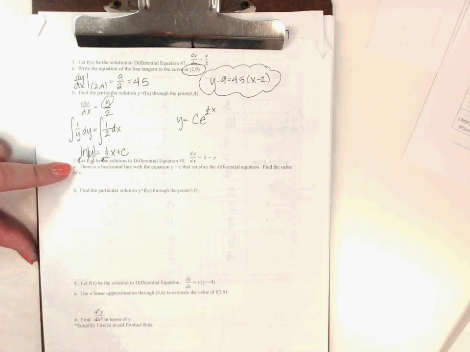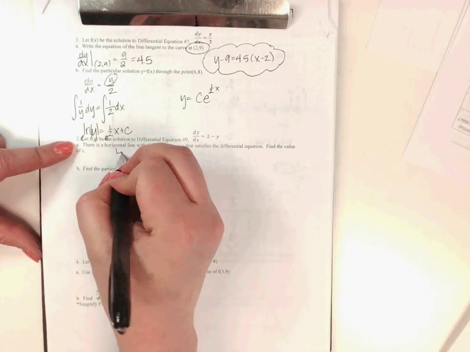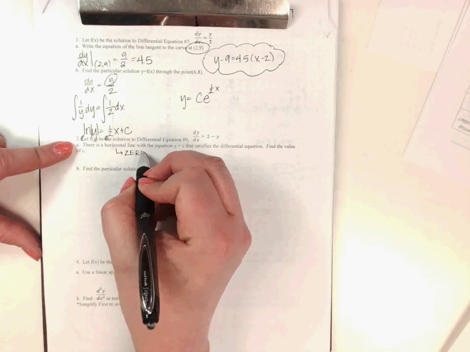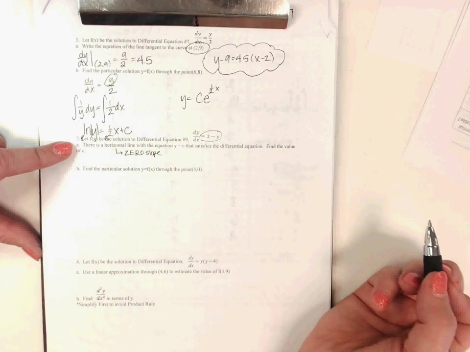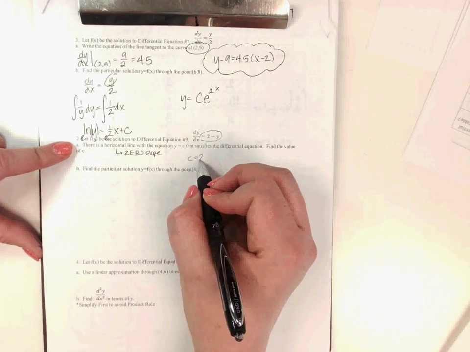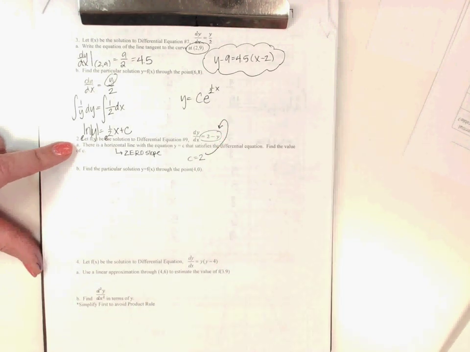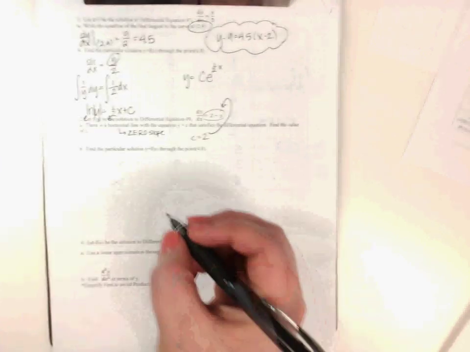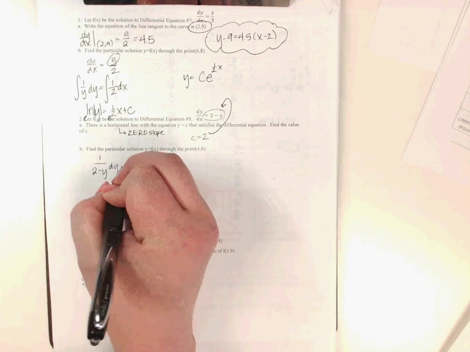It says there's a horizontal line that satisfies the differential equation. Horizontal means what slope do I want? Yeah, so 0 slope. What will make this 0? That's all it's asking. 2. Because if I plug in a 2 to this, it's going to give me a 0 slope. Do you know how to separate that? You divide it. So you'd have 1 over 2 minus y dy.